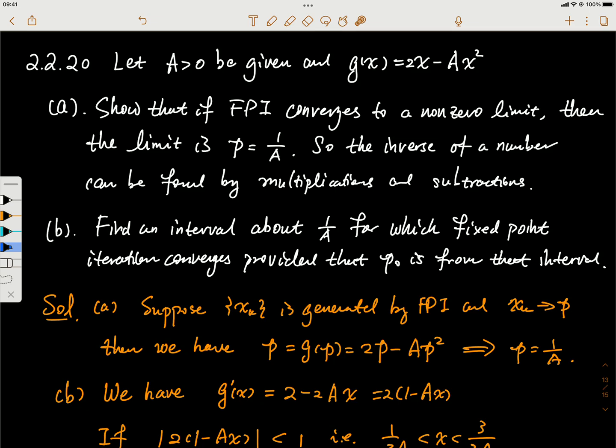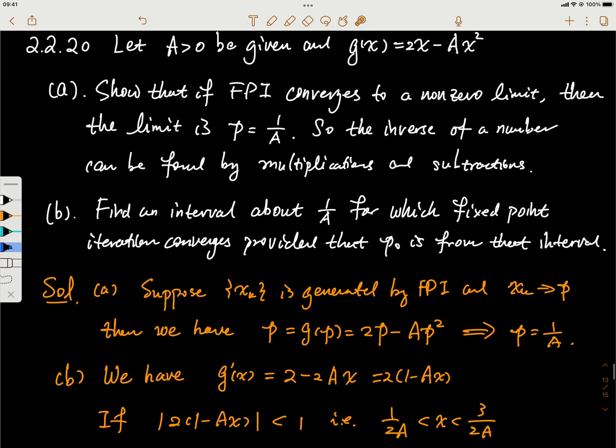Now remember that if we can do that, then to approximate the value of 1 over a for some strange a, we can just apply the fixed point iteration algorithm to this function. But this function, as you can see, only requires multiplications and subtraction. So that means you can actually get the value of 1 over a, the reciprocal of some value a, by just using multiplications and subtractions.